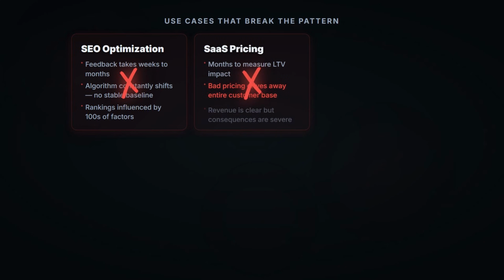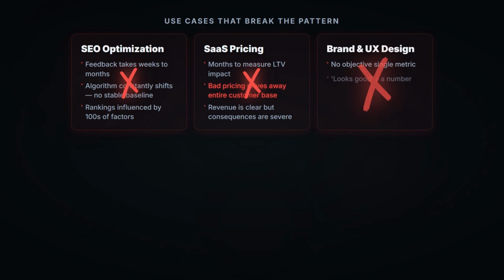SaaS pricing. Now this is a big one people get wrong. Yes, revenue is a clear metric, but pricing experiments take months to measure, and a bad pricing change can drive away your entire customer base. Brand design and UX design. There is no objective single metric for this. You can't put a number on brand quality that a machine can evaluate without human judgment. The loop doesn't work without a number.